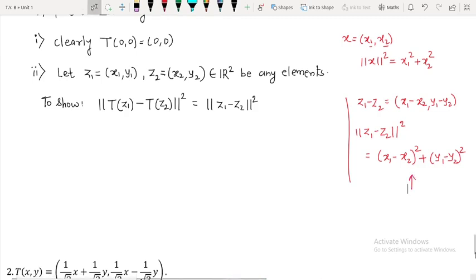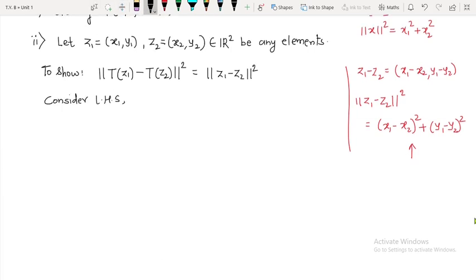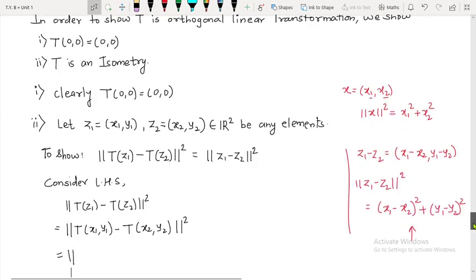Okay, so once we reach here, that is nothing but the norm of z1 minus z2 whole square. Before that, I will make some space over here. So what is my LHS? Norm of T of z1 minus T of z2 whole square, which is further equal to norm of, put the value of z1 which is (x1, y1) minus T of z2 which is (x2, y2) whole square, which is further equal to, so what is our function?